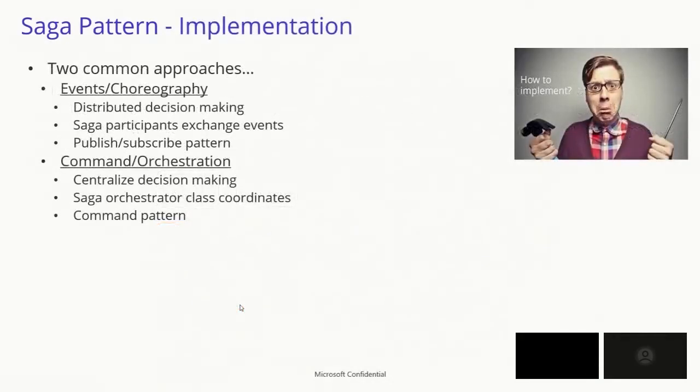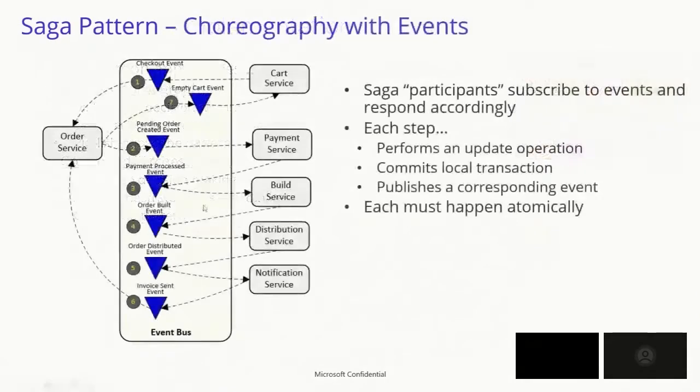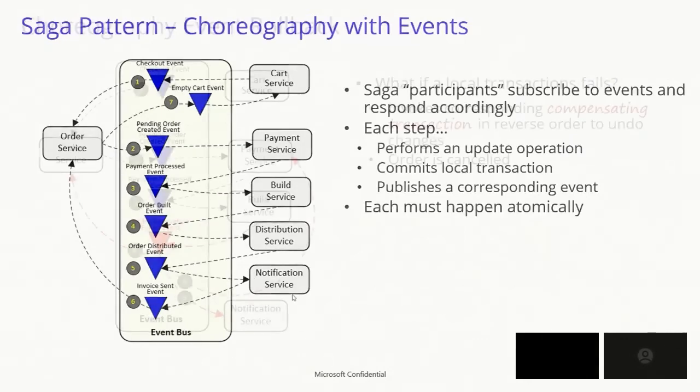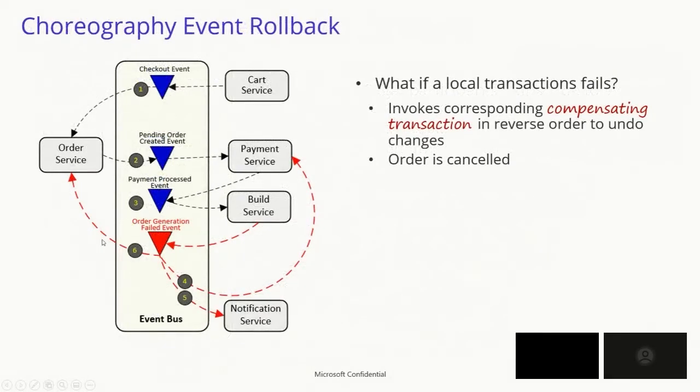It can be implemented two ways. We can do events, which would be considered a choreography implementation, or we can do commands, which would be more of an orchestration implementation. If we were to do a Saga with events, what we're going to pretty much see is what we just saw here. Every time the order service or the payment service or the build service publishes events, other services are subscribing to them. We're also able to have events so that if we hit a failed event, we're able to call the other services and have them back out whatever they did.